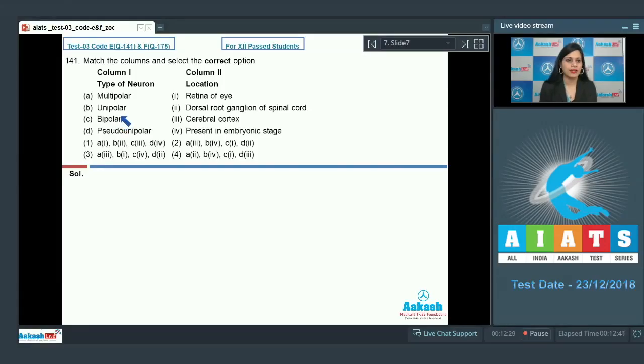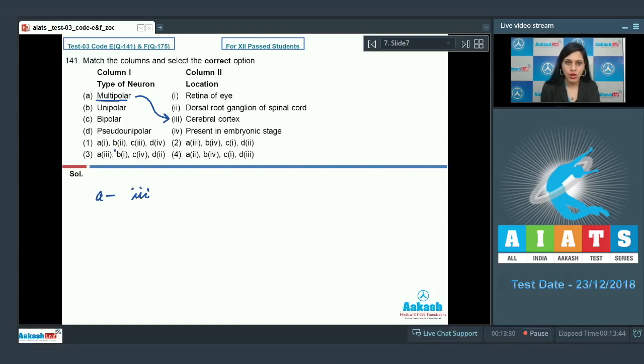Question number 141. Match the columns and select the correct option. In column 1, types of neurons are given, and in column 2, locations of these neurons are given. The very first option given in column 1 is multipolar. Multipolar neurons usually have one axon and multiple dendrites, and these are found in the cerebral cortex. So A goes with the third option in column 2.